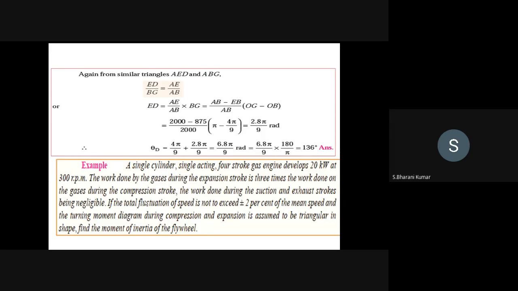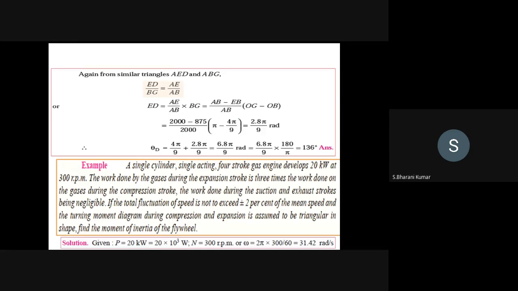Power developed is given as 20 kilowatts and speed equal to 300. What is the value of fluctuation of speed? Anyone can tell that? You can see the slide and tell also. It will be in front of you only. Yeah, super. That is 4% because the plus value is given and the minus value is also given. 2 on the positive side and 2 on the negative side. So totally 4%. Super.